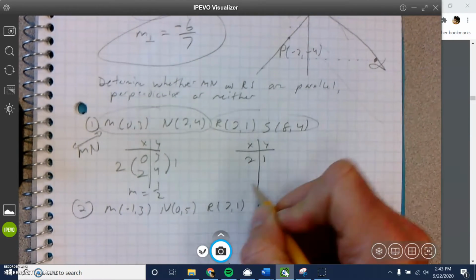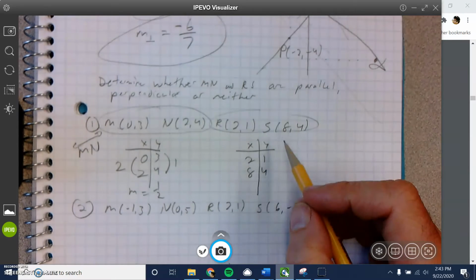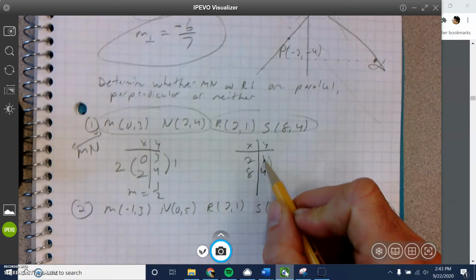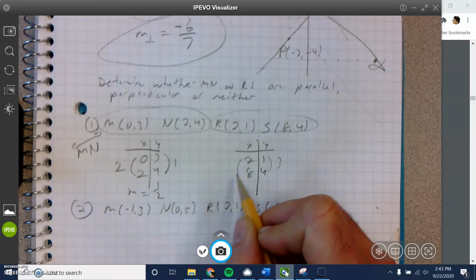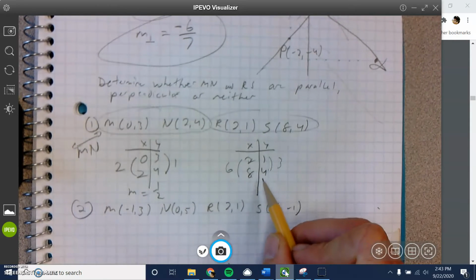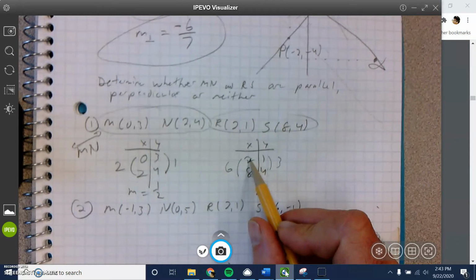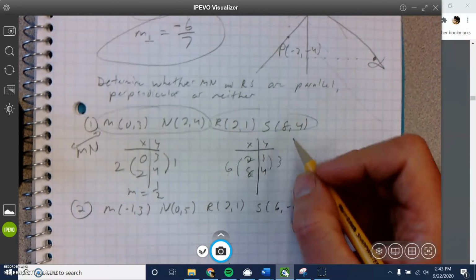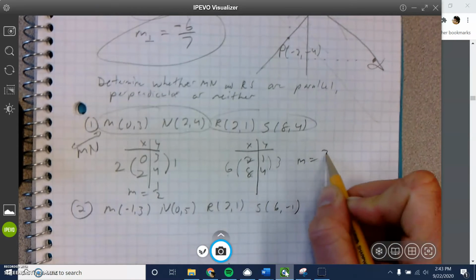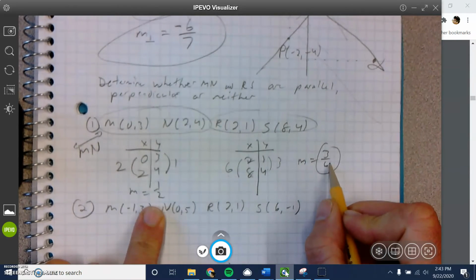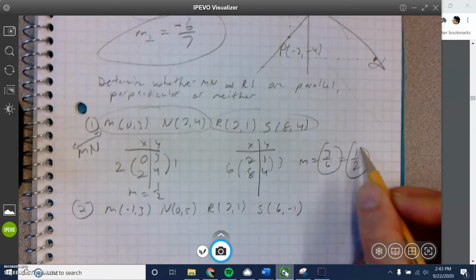All right, RS now. X, Y, 2, 1, and 8, 4. What's this slope? Let's see. That's going to be 3 over 2 to 8 is 6. You can just subtract the bottom from the top. You realize that? 8 minus 2 is 6. 4 minus 1 is 3. So your slope is 3 over 6. Can I simplify this? Yeah. That's the same as 1/2.